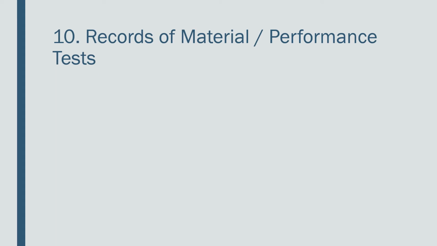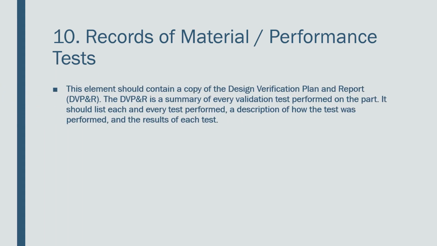The 10th element is records of material or performance test. In this element, it should contain the design verification plan as well as the design verification report. In the design verification plan and report, it should contain the validation for each and every test which we conducted for the particular product which we developed, and also the test results of each and every test performed for the particular product.